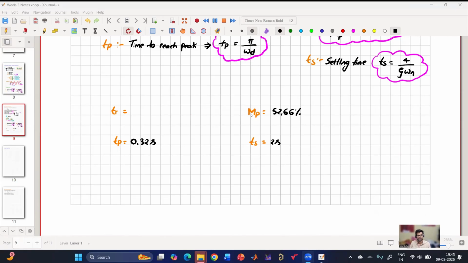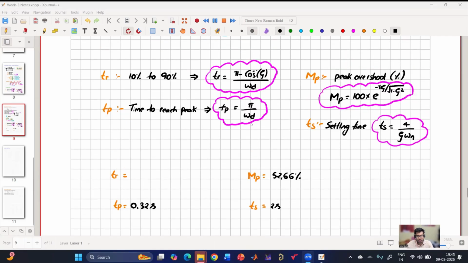Sir, your voice is very low. Sorry, I am not able to hear anything. Sir, if we are using calculator, is pi in radian mode or degree mode? Pi in radian. 3.14 minus cos inverse zeta, that also in radian, by omega d.